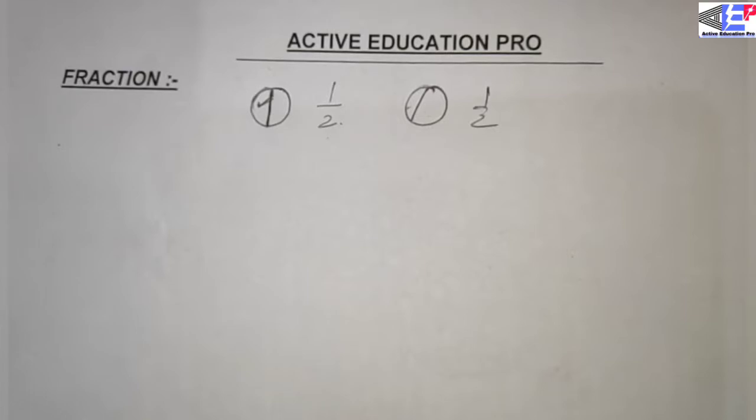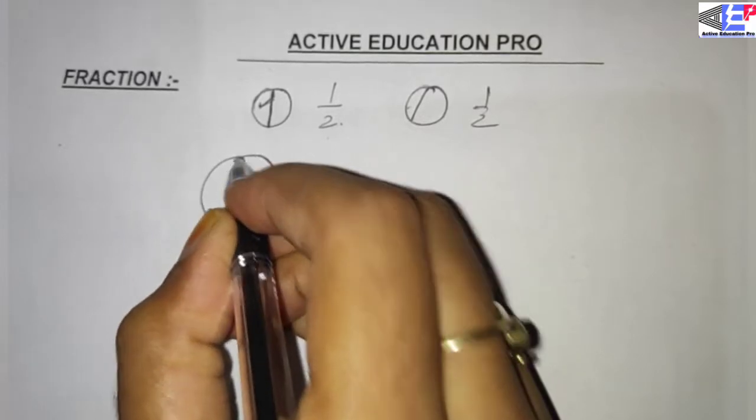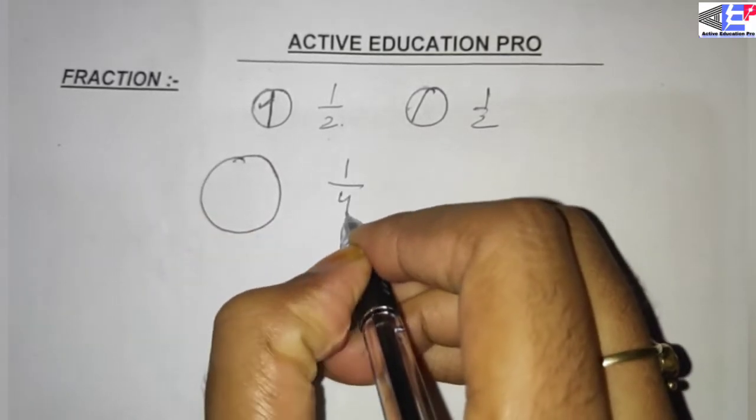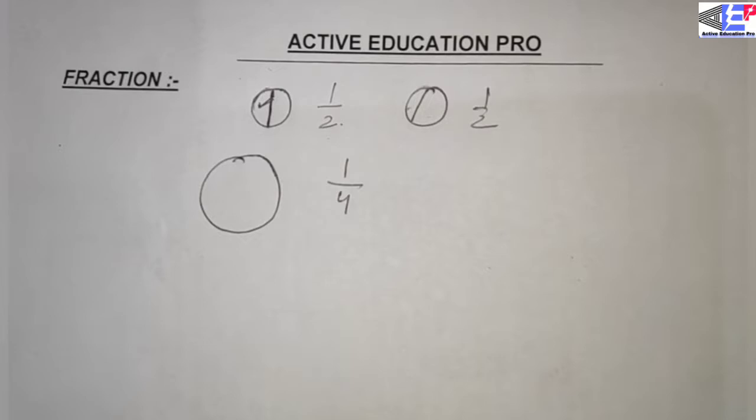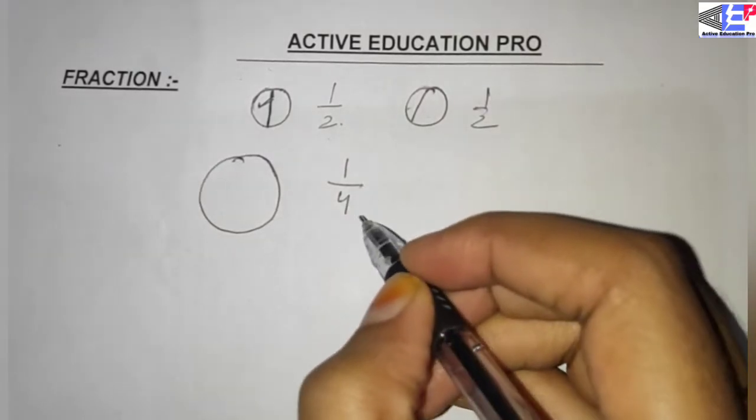Suppose in your class 6 NCERT mathematics book, chapter 7, there is a chapter on fractions. Suppose you have to shade some part of a given picture. Suppose this is a circle and you have to shade 1 by 4 part. 1 by 4 part means 4 is the denominator. Here 1 is the numerator and 4 is the denominator.